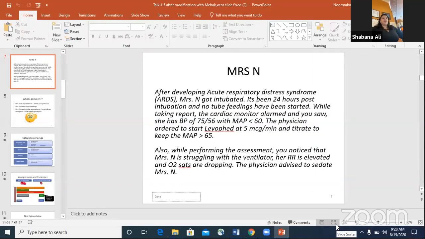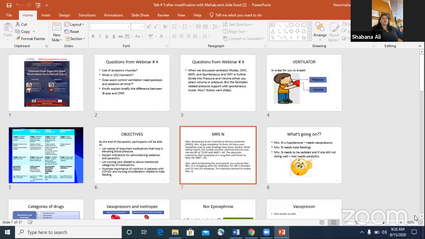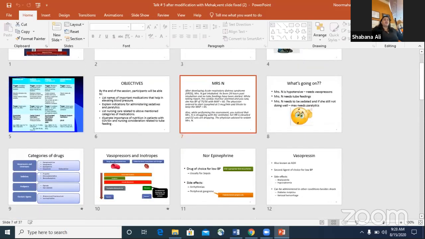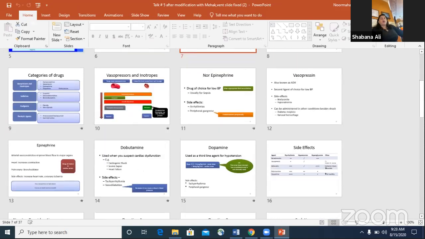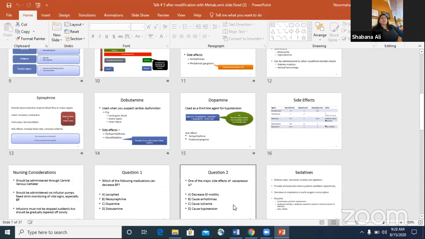So just to relate the first part in which the doctor has ordered you to start the Levophed, which is a vasopressor. As Mehak was mentioning, this medication acts by increasing vasoconstriction, making the arteries squeeze a little bit so the pressure could increase. This medication is always the first drug of choice when you see a low blood pressure after you have given enough volume to make sure the patient is not hypovolemic.